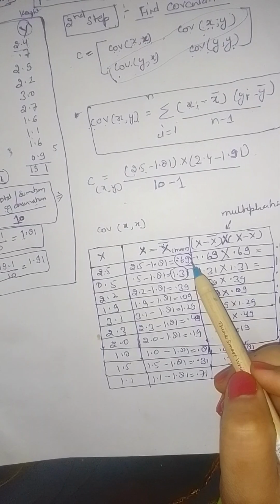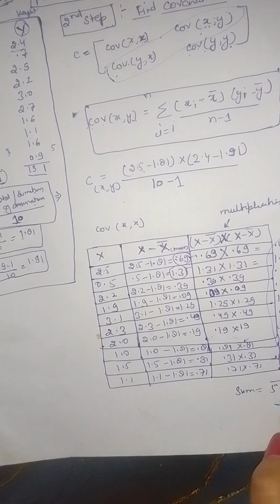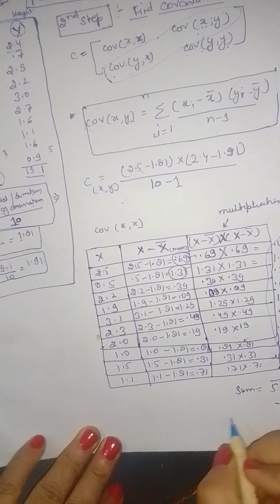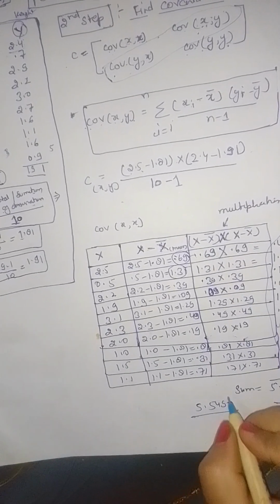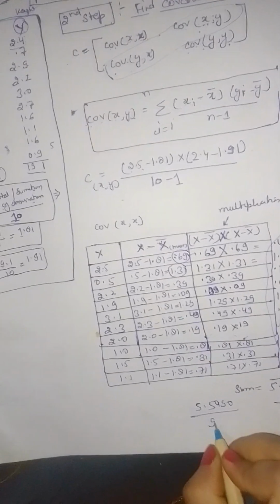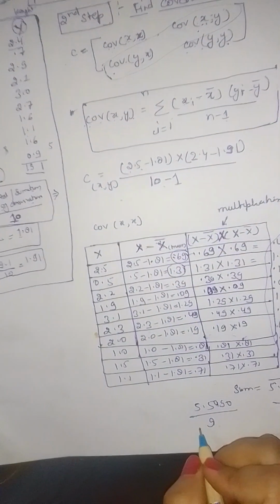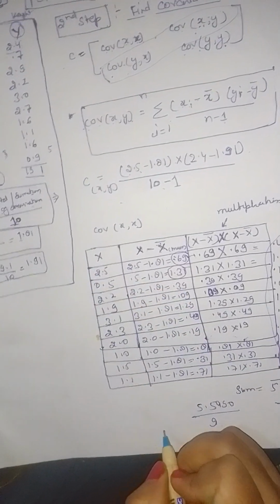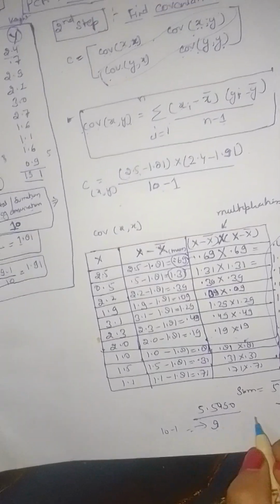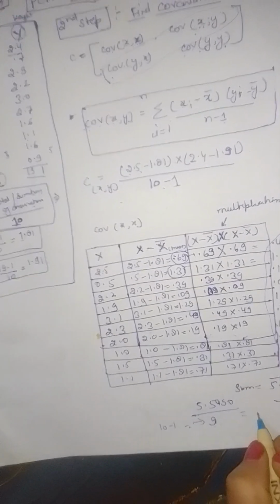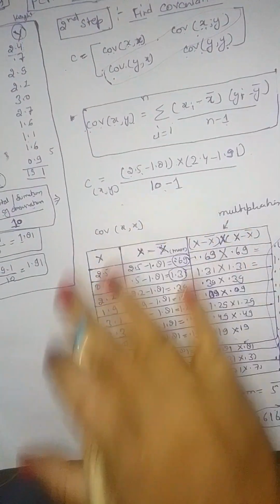We will add the value of all these things, that would be 5.490. Now we will divide by 9. Why will we divide by 9? Because we have seen here n minus 1. The number of records is 10, so 10 minus 1 would be 9. We will divide by 9, not by 10. After dividing by 9, it would come as 0.6165. Fine.